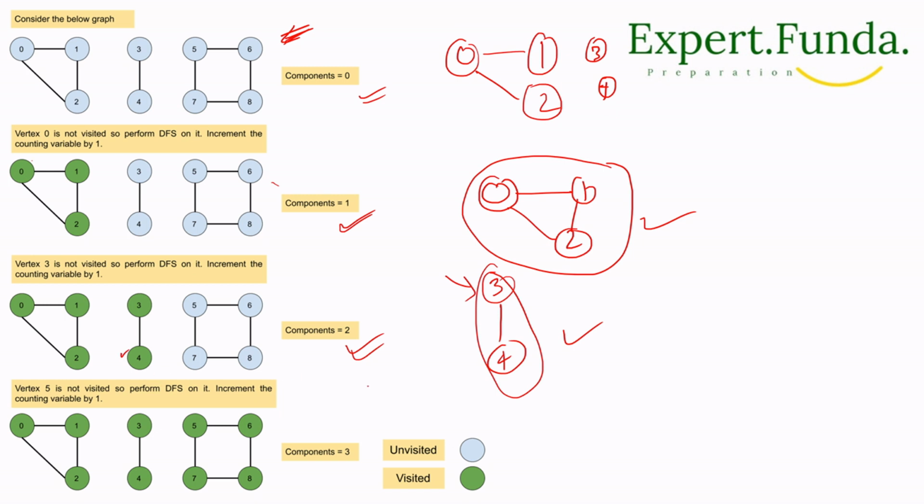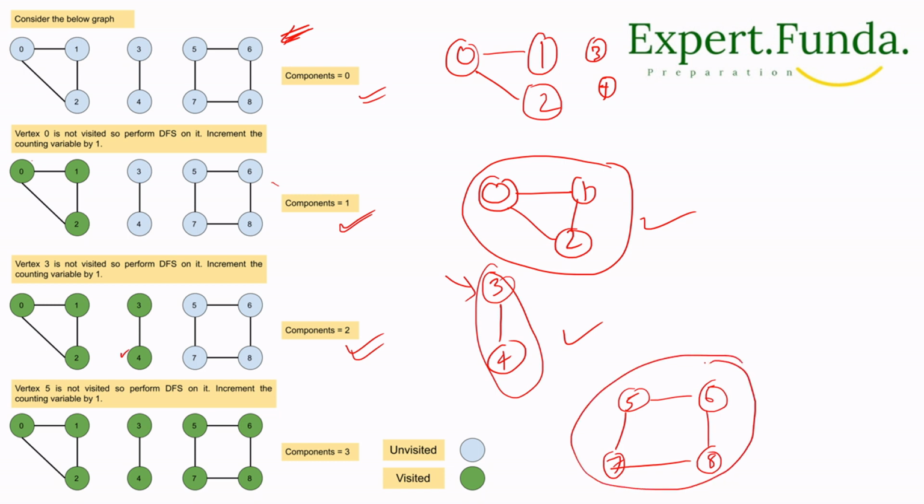If we perform DFS on it, it will increment the counting variable by 1. Why? Because we have 5. We will go to 5, then to 6. 6 will go to 8, 8 will go to 7, and 7 will go to 6. So this is a completely new component. So now that's why we have 3 components, right?